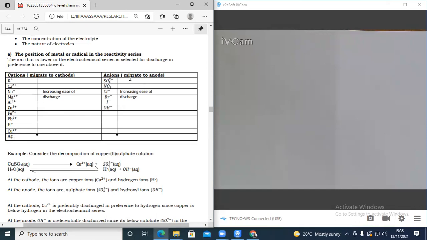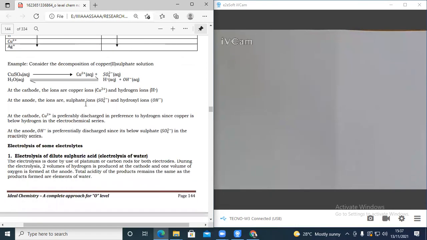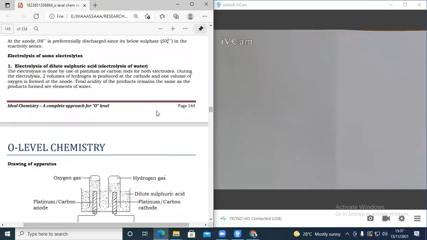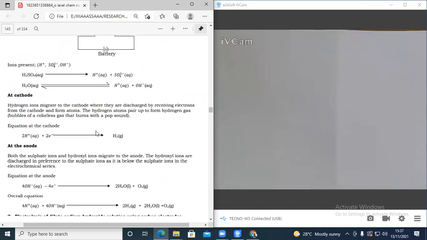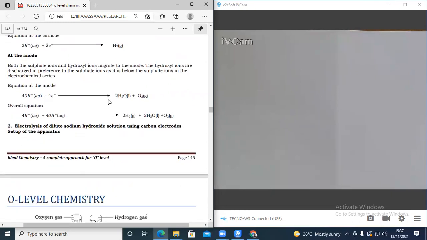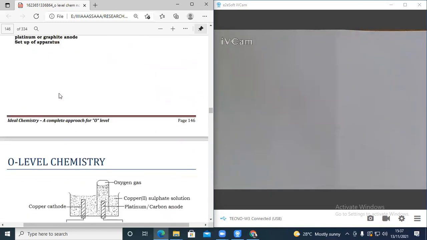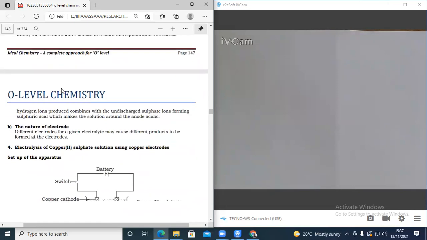Then also we looked at the anions. What happens? The sulfate ions are more reactive than nitrate ions, and nitrate ions are more reactive than the chloride ions. So if something has a sulfate ion and a hydroxide ion in it, hydroxide will be preferred for discharge over the sulfate ions. So that is the position of that element there. We looked at various examples of how that happens, and we reached somewhere. Now, today our main point of discussion was here.